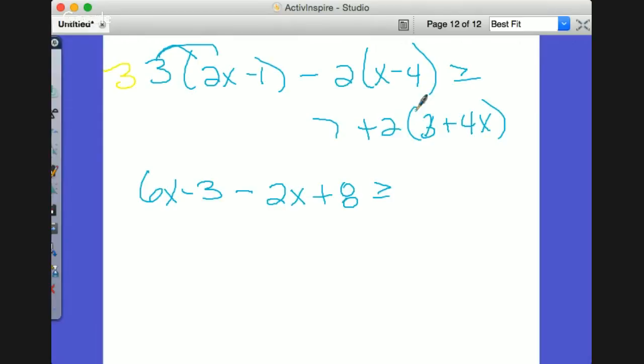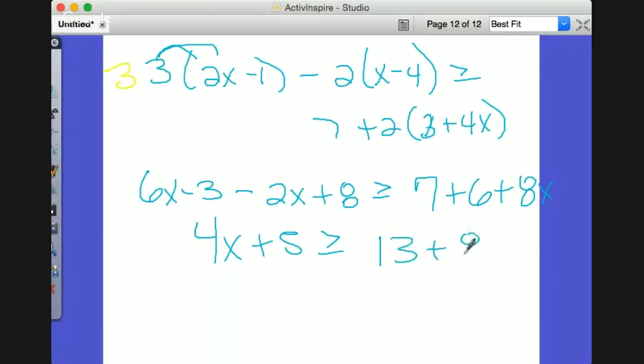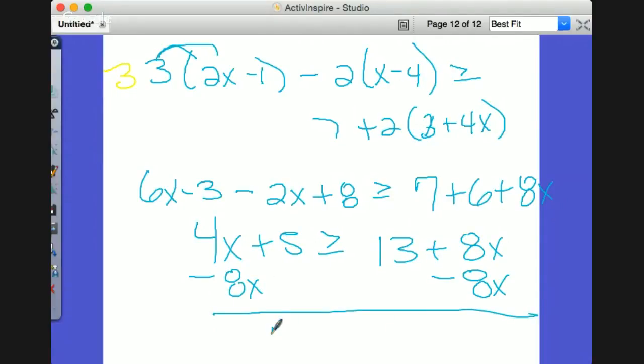So, exactly. 7 plus 6 plus 8x. Good, Justin. All right. Now let's combine like terms. On the left side to get 4x plus 5 is greater than or equal to 13 plus 8x. So I'm going to subtract 8x to get the x on the left side. And what I do now is I get negative 4x plus 5 is greater than or equal to 13. Subtract 5 to both sides to get 8 on that right side as well.